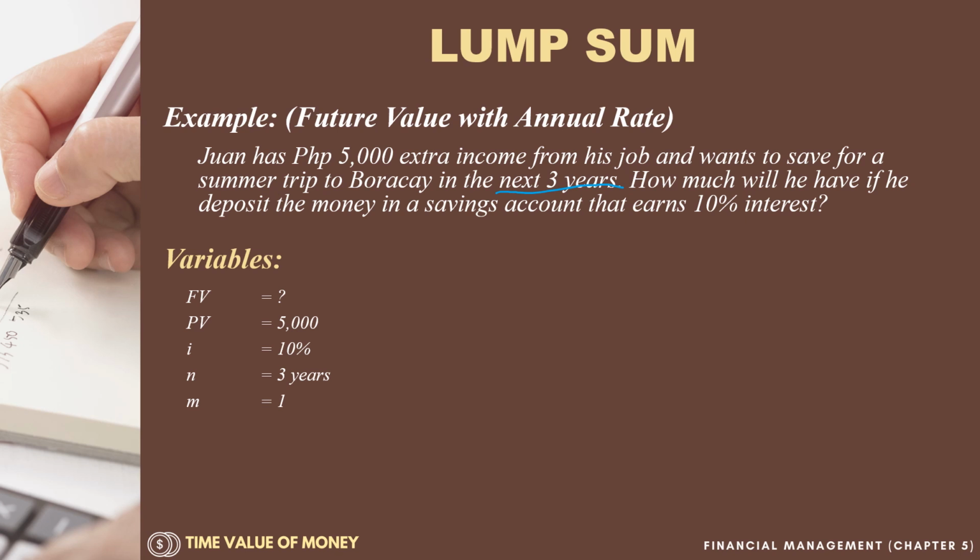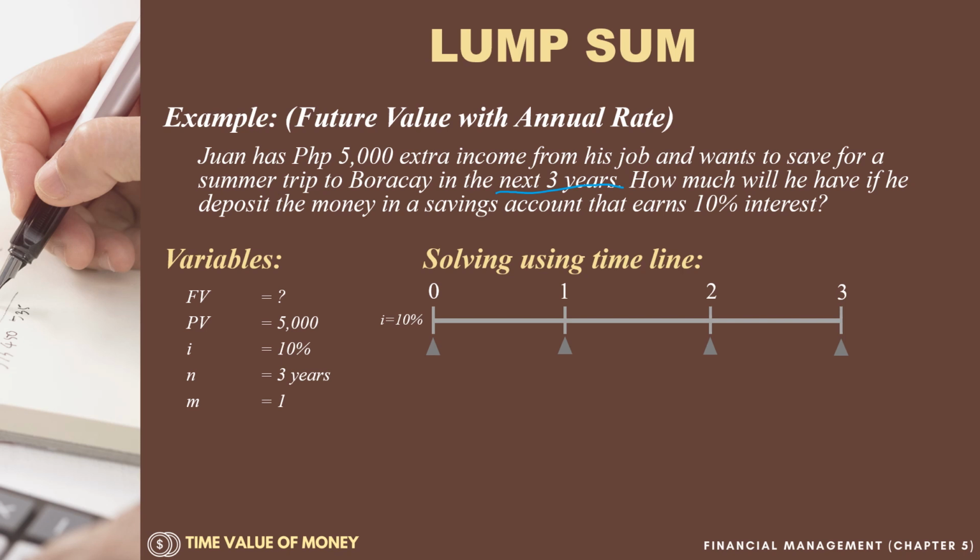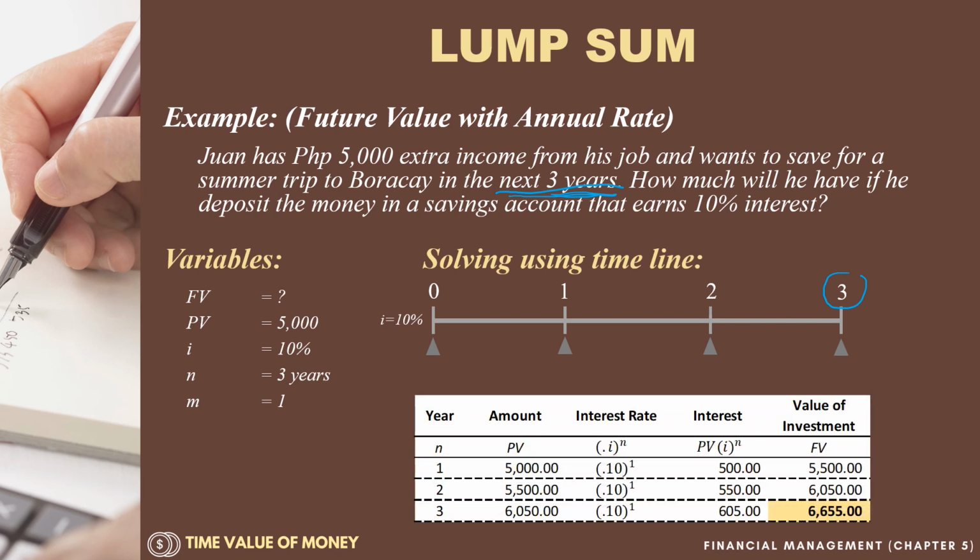Now, let's solve this using the timeline. Here, you can see that we have year 0, year 1, year 2, and year 3. You can observe that we only have year 3 because we are only computing the future value of 5,000 at the end of year 3. So let's take a look at the table for computing the interest or the value of investments. Now, year 0 here is the present value, which is the 5,000. The year 0 is also the beginning balance of our year 1.